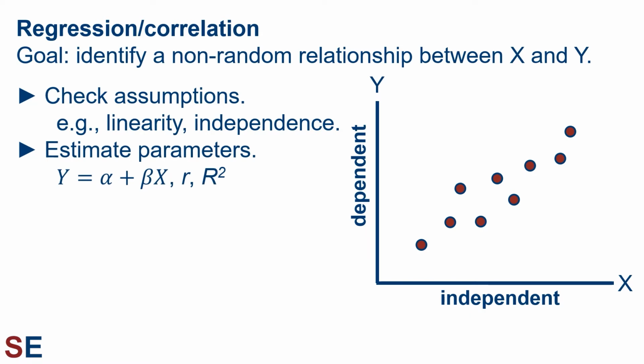Second, we estimate the parameters for the population based on our sample. We estimate the equation for the population relationship based on the best fit line through our sample data. We can also estimate the correlation coefficient and coefficient of determination, which measure the strength of the relationship.